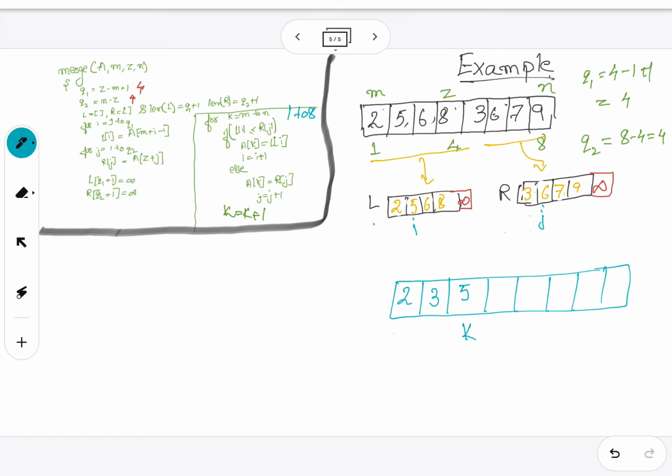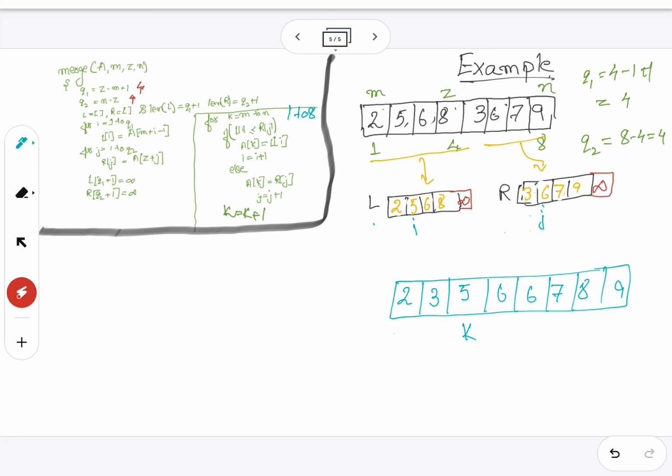We put 6 and 6 both there. If the numbers are repeated, we can take any one of those to come first. So 6 can come here, then 6 and 7, then 6 again comes here, then 7, then 8, and then 9. So at the end, we get this particular array. That's how this merging procedure is done.